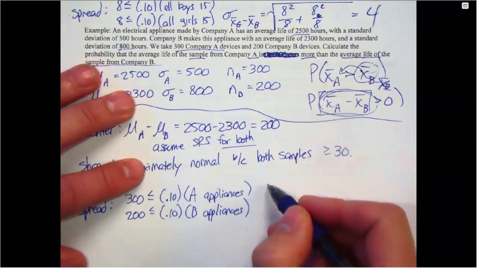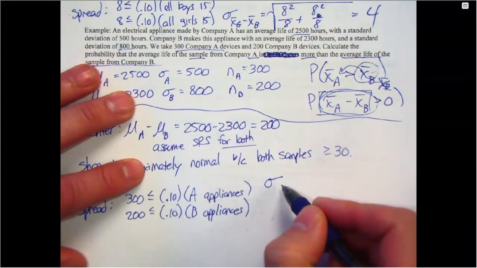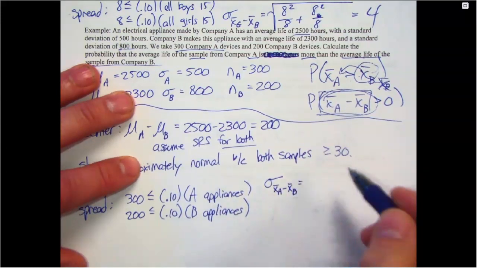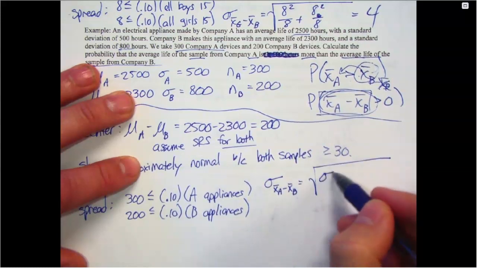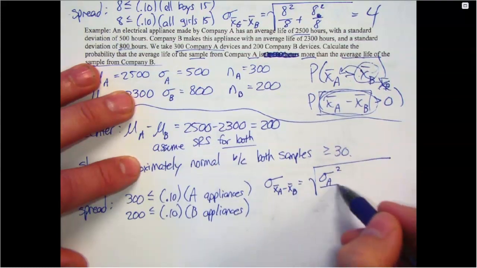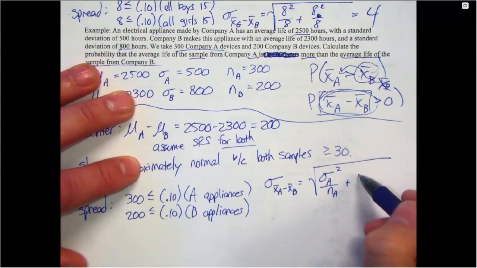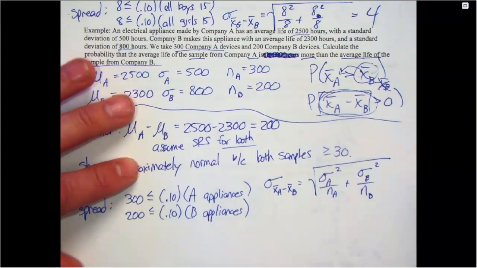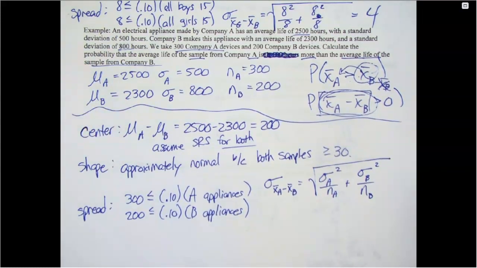And then I have room this time. So my standard deviation of X bar A minus X bar B is the square root of the standard deviation of A squared over NA plus the standard deviation of B squared over NB. So go ahead and plug in numbers there, figure out the standard deviation, and let's make sure we're all in agreement.